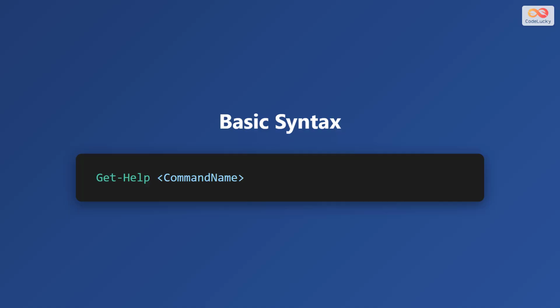To use Get-Help, type the phrase get-help followed by the command name you want to learn about. For example, to get help on get-process, type get-help get-process. Replace command name with the actual name of the command you are interested in.